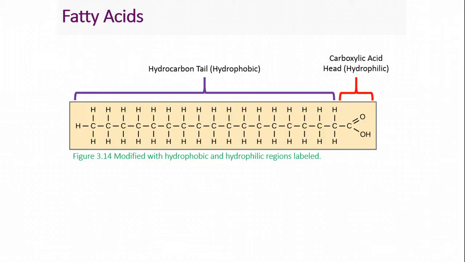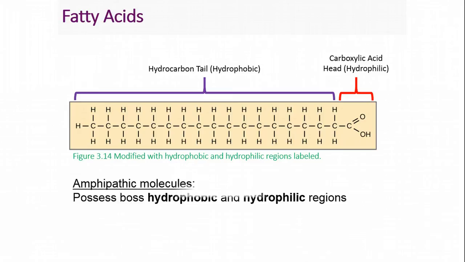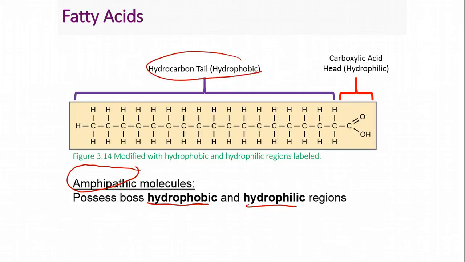So what is a fatty acid? This is our unit that kind of builds up our lipids. A fatty acid is essentially a long hydrocarbon tail and a carboxylic acid head. And this is what's called an amphipathic molecule. Now, amphipathic is a very important term for this class. This term means that an amphipathic molecule possesses both hydrophobic and hydrophilic regions. So the long hydrocarbon tail is going to be hydrophobic, and the carboxylic acid head is going to be hydrophilic.